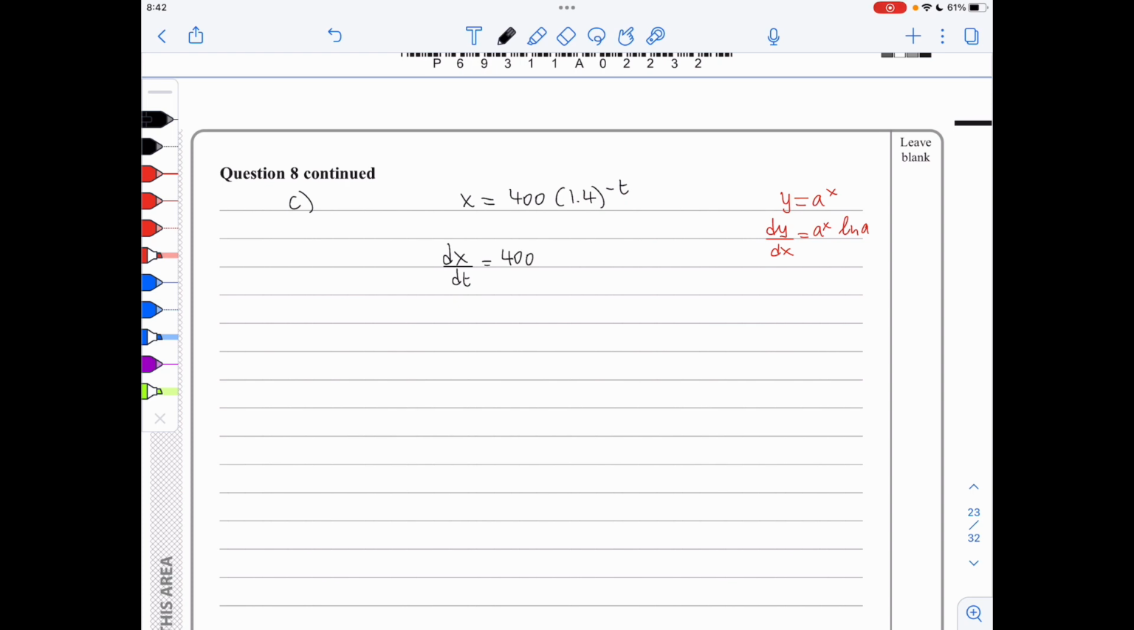Now, to differentiate 1.4 to the negative t, I've got the extra hurdle that instead of having t, I've got negative t, so I multiply by the derivative of negative t, which is negative 1, times 1.4 to the negative t times ln of 1.4, and I can now substitute t is 5. So when t is 5, we get 400 times negative 1 times 1.4 to the negative 5 ln of 1.4. And this turns out to be minus 25 milligrams per hour.